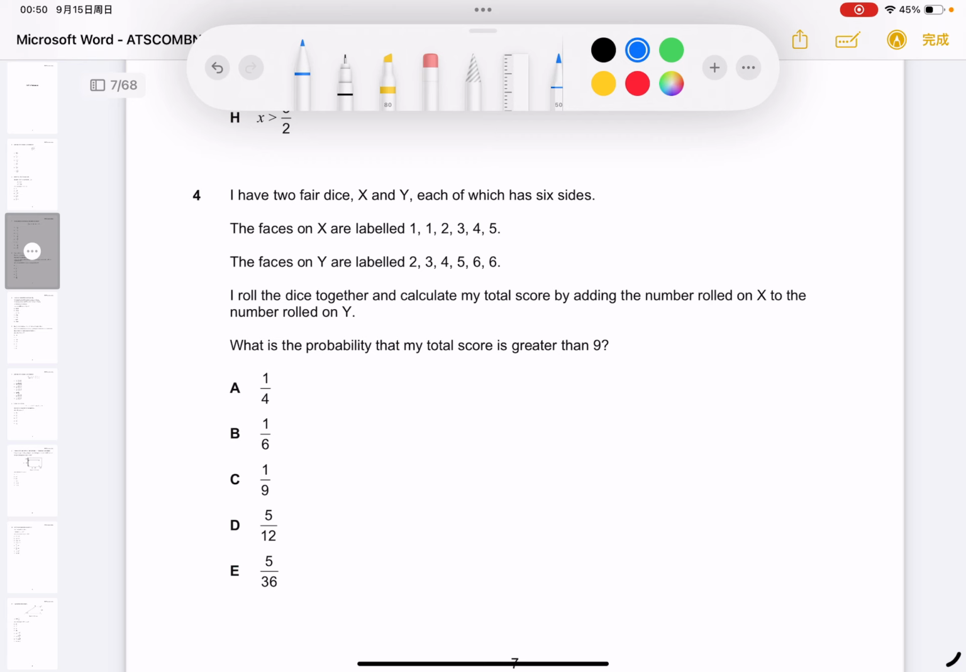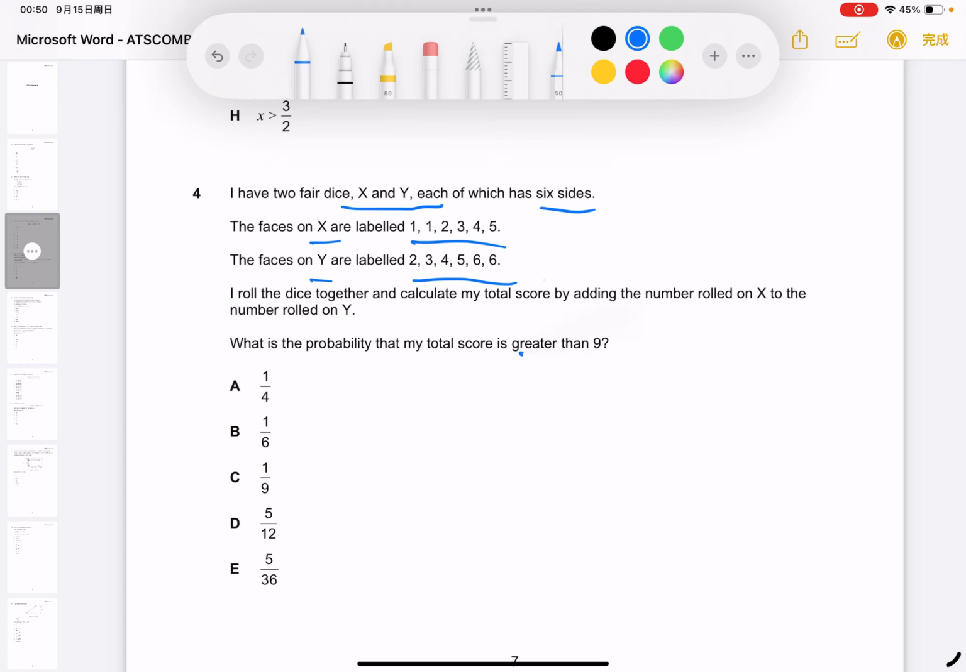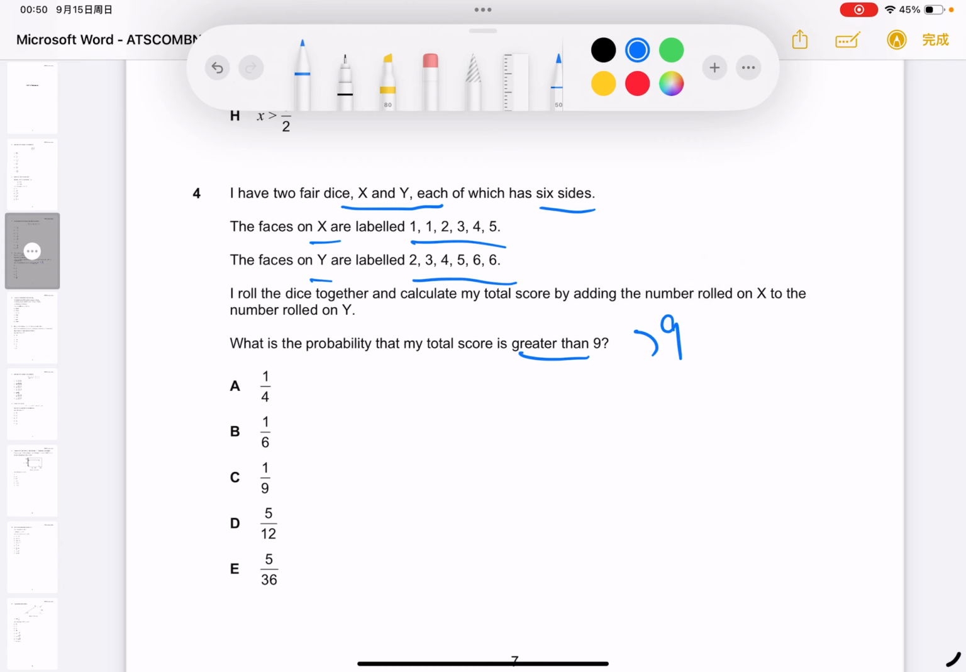So we got two dice, X and Y, which both have 6 sides. The faces on X are labeled here and Y are labeled here. And we want to find the probability that the total score is greater than 9. So it means greater than 9, not greater than or equal to 9.